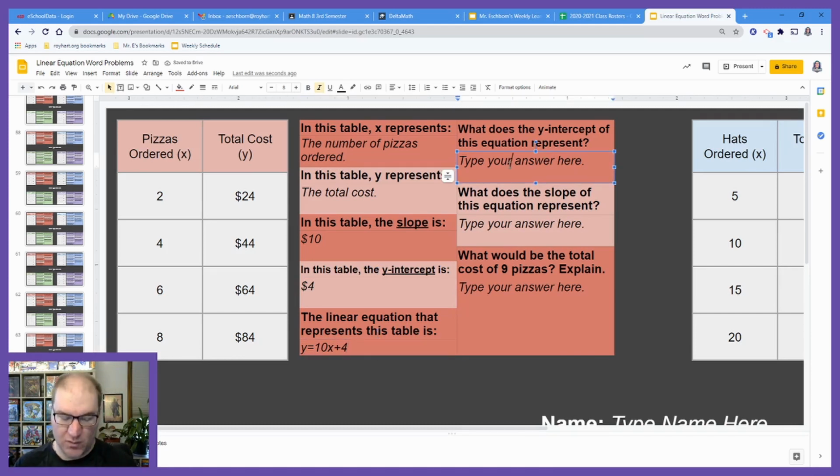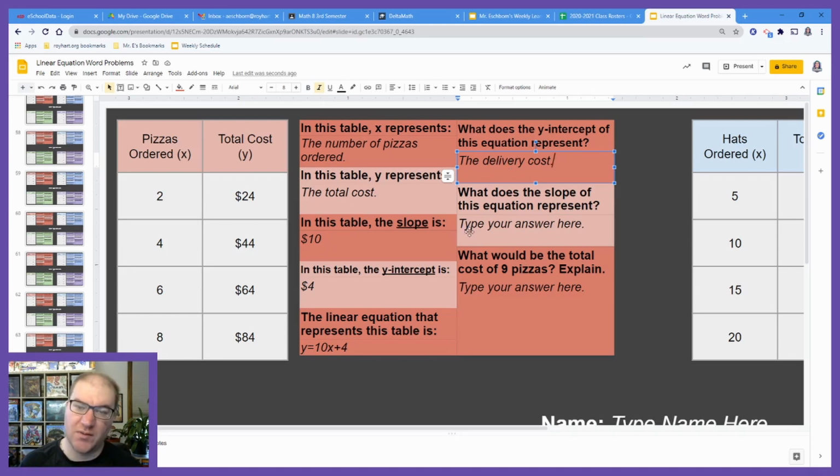Now it says, what does the Y-intercept of this equation represent? They're always adding $4 onto this table, so what could that represent if you're buying pizza? Well, I'm going to say the delivery cost. It could represent other things like charging for the box or charging for plates, or whatever you're buying. Also, it comes with a drink or something like that. Y-intercept always represents some sort of head start, some sort of thing that's always added.